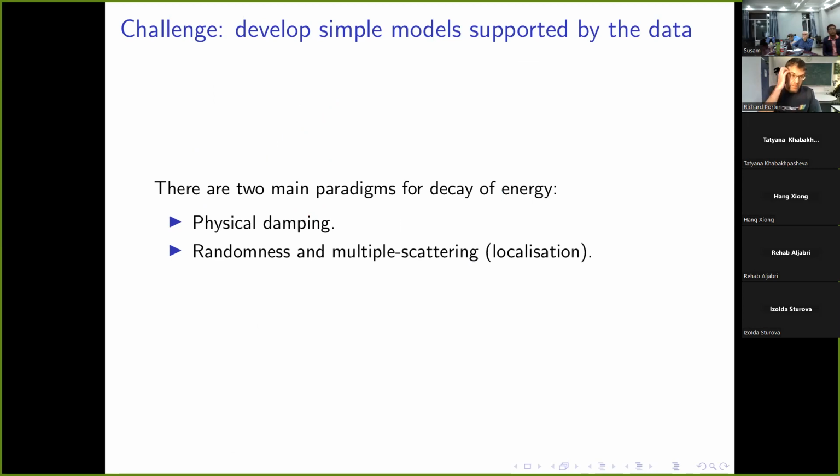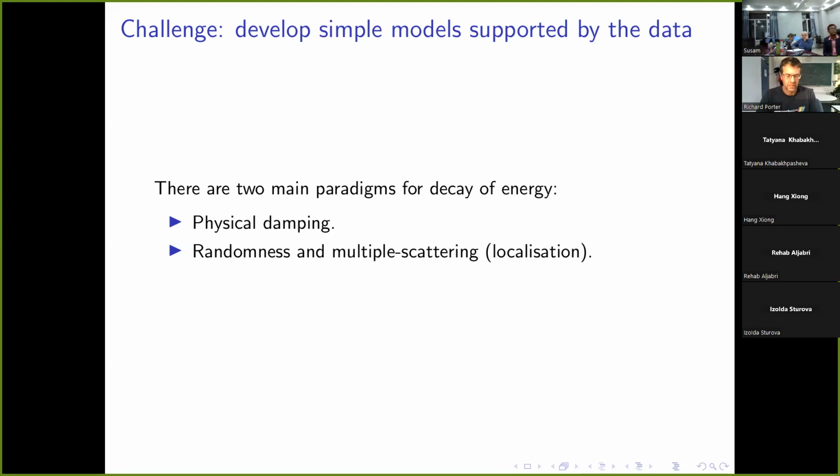Okay, so the basic challenge that theoreticians and people working on sea ice have set themselves is to try and develop a simple model of wave attenuation, which is supported by the data. Now, this is difficult. If you don't understand the reason for energy decay, then you're going to come up with completely the wrong model.